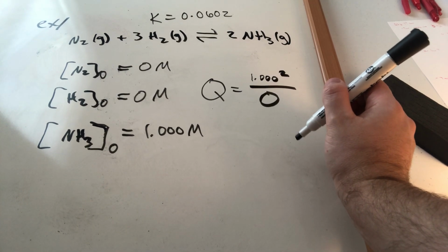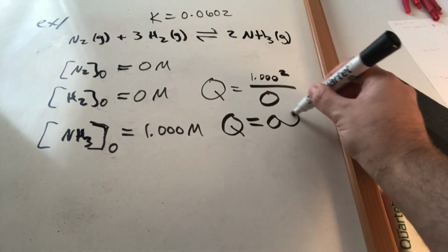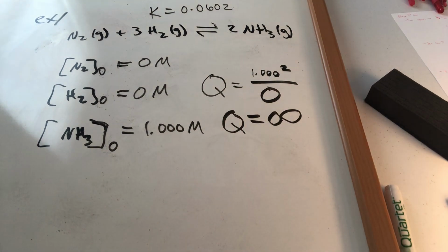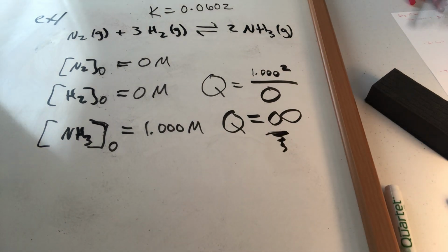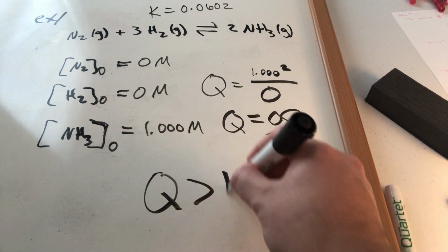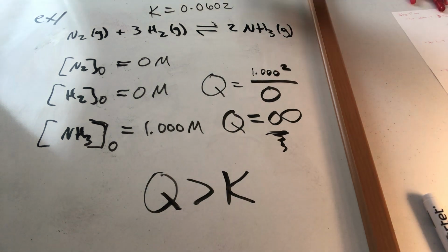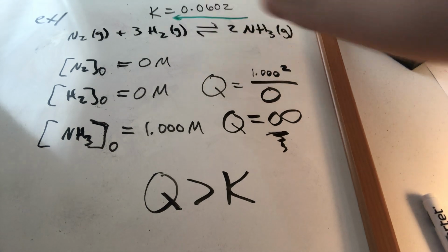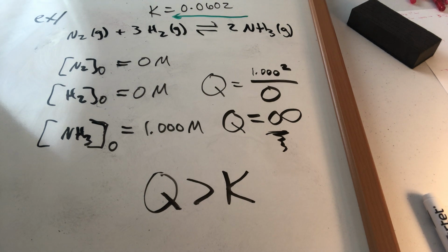Well, anything divided by 0 is really, really big. So this semester, to simplify the thought process, anything divided by 0 is infinity. Now if I look at infinity versus K, in this situation, Q is greater than K. And in this situation, I have too many products. So what happens is the reaction is going to progress to the reactant side. We expect this to go down, and we expect these 2 to go up.